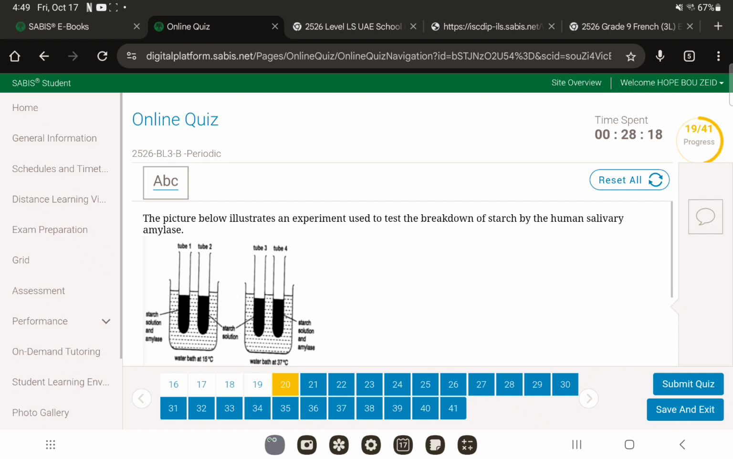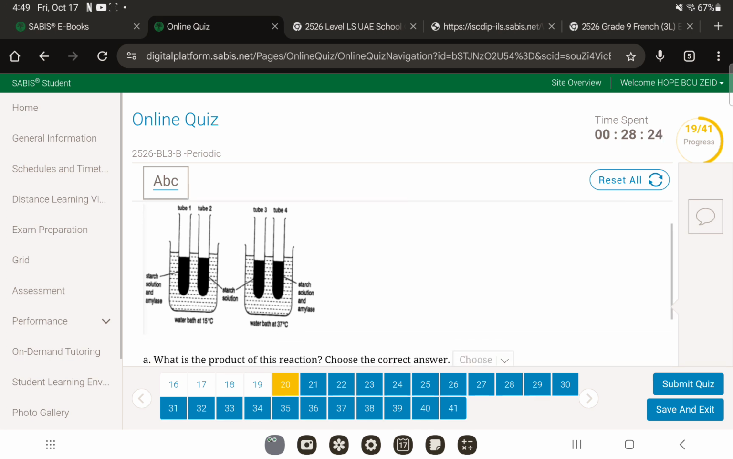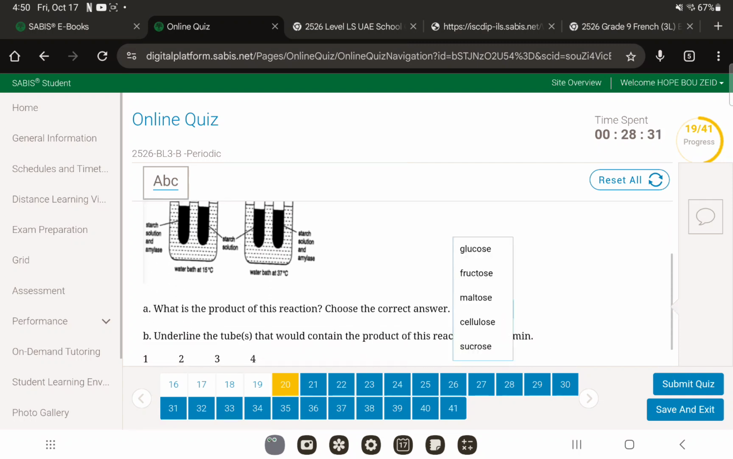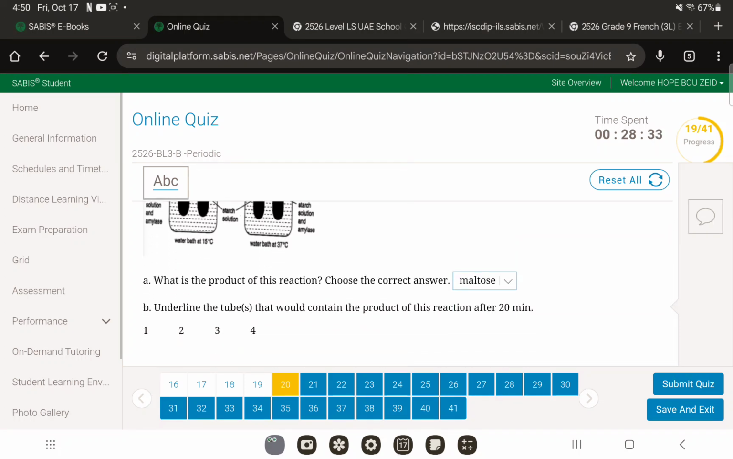Okay, so the picture below illustrates an experiment used to test the breakdown of starch by the human salivary amylase. What is the product of this reaction? So it's breaking down starch, so you get maltose. Here, underline the tubes that would contain the product of this reaction after 20 minutes. After 20 minutes. So 20 minutes is a relatively long time, but although this might actually be a little bit confusing, it's even a little bit confusing for me.